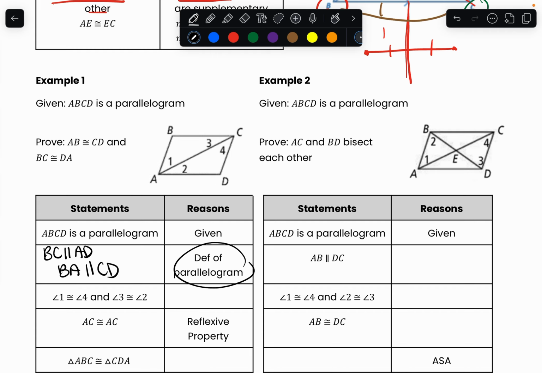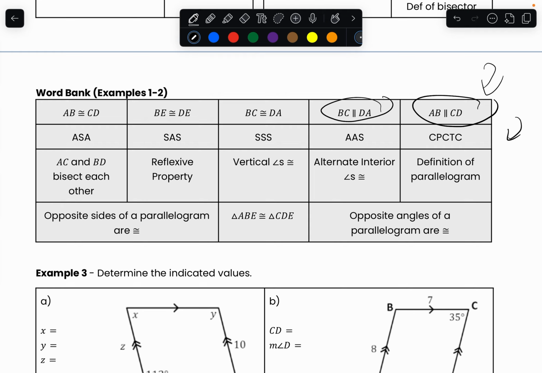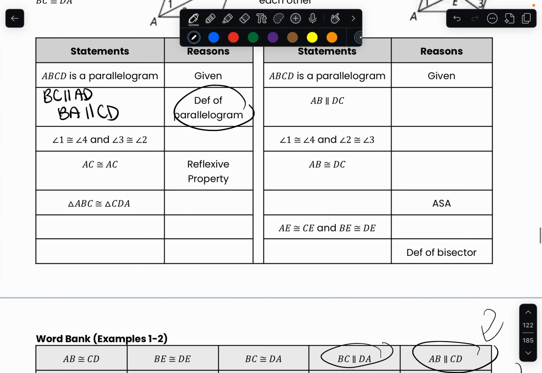Just keep in mind, your fill-in-the-blank word bank is right here, so you can go ahead and use it. I'm just going to go without it, so this will make our process a little bit faster. So, the first statement says ABCD is a parallelogram. Your reason is given. For the second statement, the reason is the definition of a parallelogram.